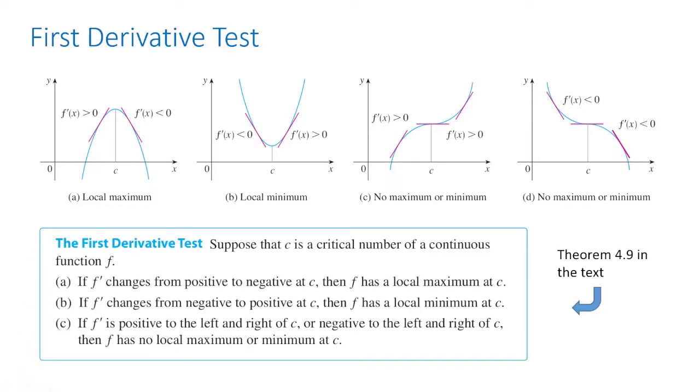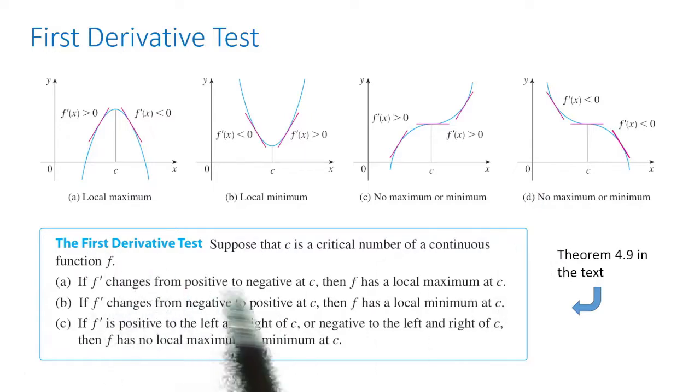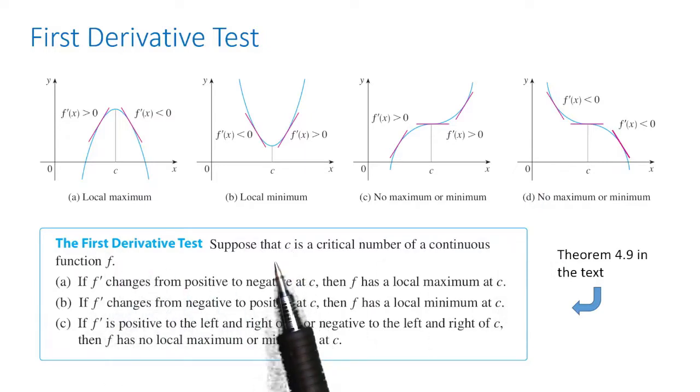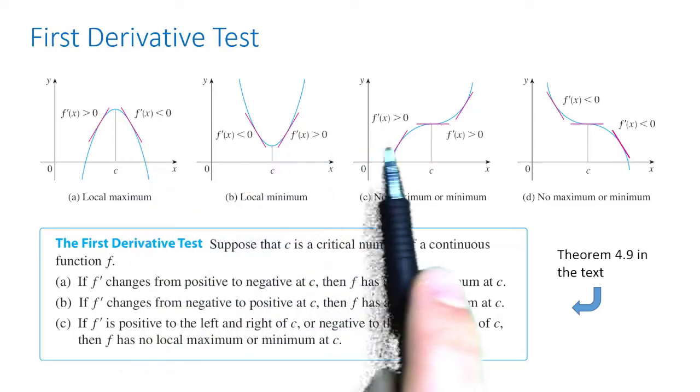And that theorem is called the first derivative test. And this is theorem 4.9 if you're using the OpenStax textbook, all right? It says, suppose that c is a critical number of a continuous function f. Like I said, all these are continuous functions. And c is a critical number. Remember what a critical number is. A critical number is a number where the derivative is either equal to 0 or is undefined. In all of these examples, the derivative is equal to 0 there.